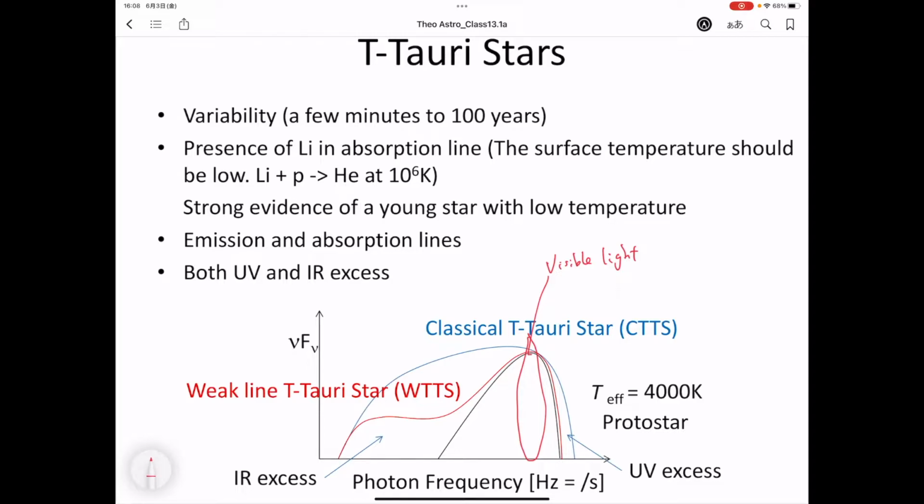There is some reason why we see only visible light. One reason is that visible light penetrates the atmosphere of the Earth. The other reason is that visible light is dominant in the spectral energy distribution. Then if you look at the classical T-Tauri stars, the blue curve, you can easily recognize UV excess in the high frequency region and IR excess in the low frequency regions. Even in the weak line T-Tauri stars, you can easily recognize IR excess.